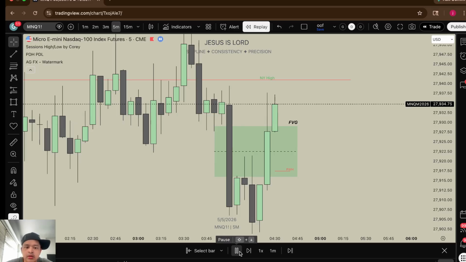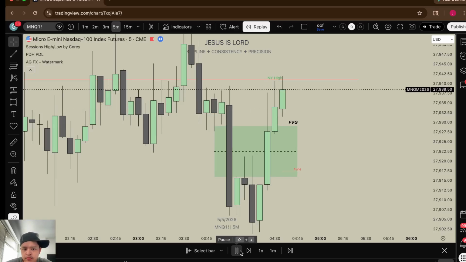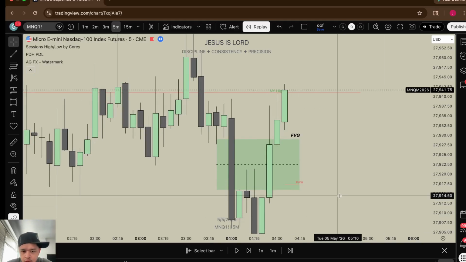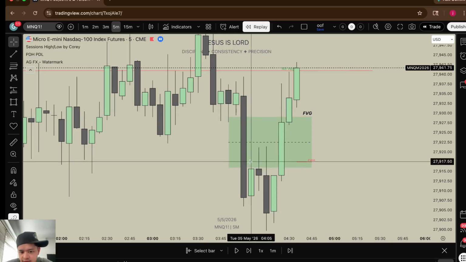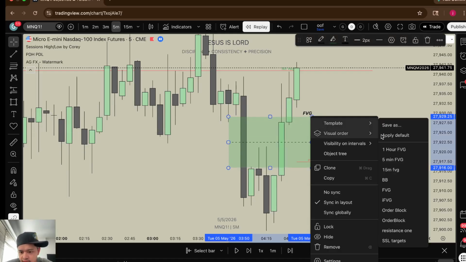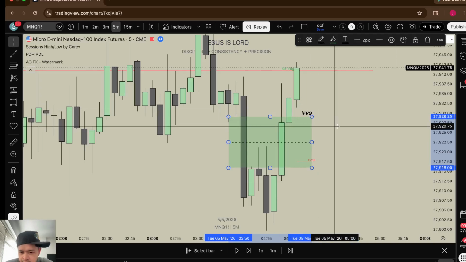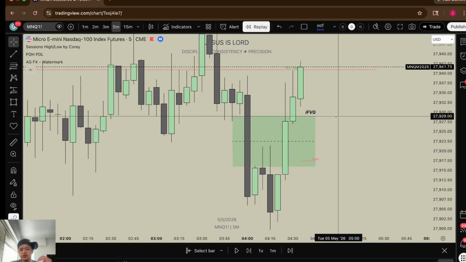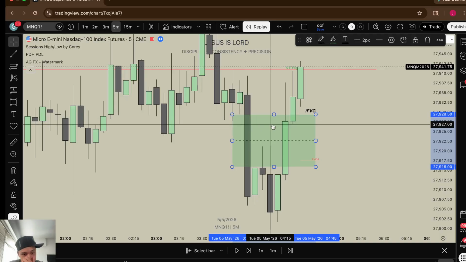Okay? Boom. So we got this candle here to close above this fair value gap. Now this is no longer a fair value gap. It's an iFVG, or an inverse fair value gap. Okay? Let me repeat that, guys. I need you to get this, really get this in your head.